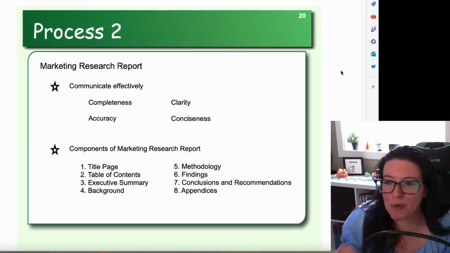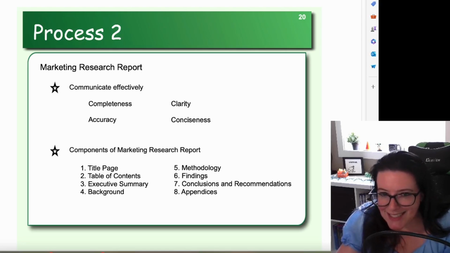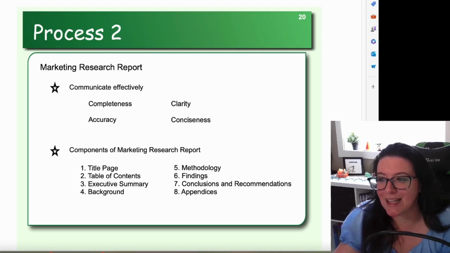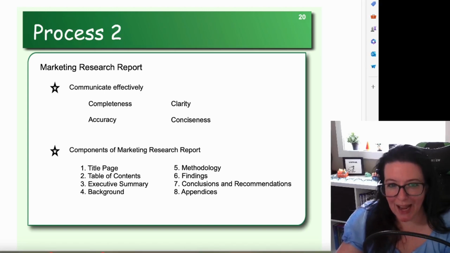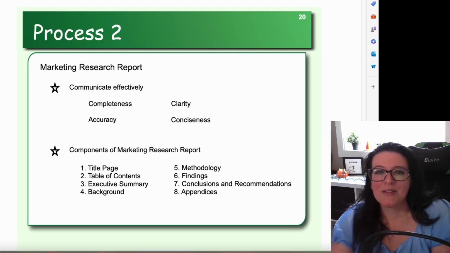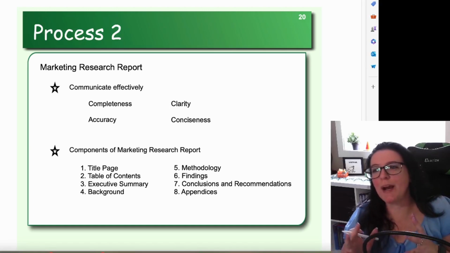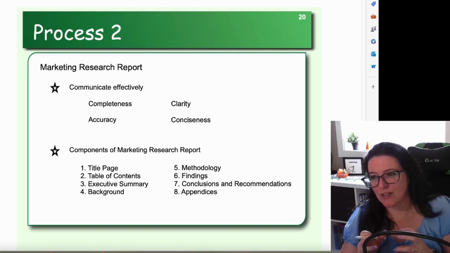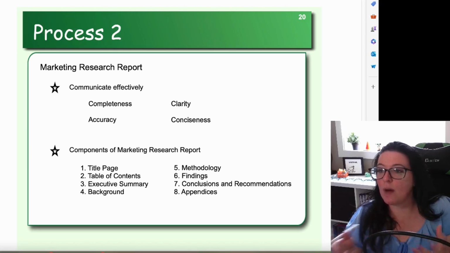Communication in your research report is very important. We need it to be complete. It needs to be clear. It needs to be concise, and it needs to be accurate. Okay, so when we talk about clarity, we are talking about short paragraphs, short sentences, precise words. Okay, so that conciseness, that clarity goes together. So very short, very common language, right?